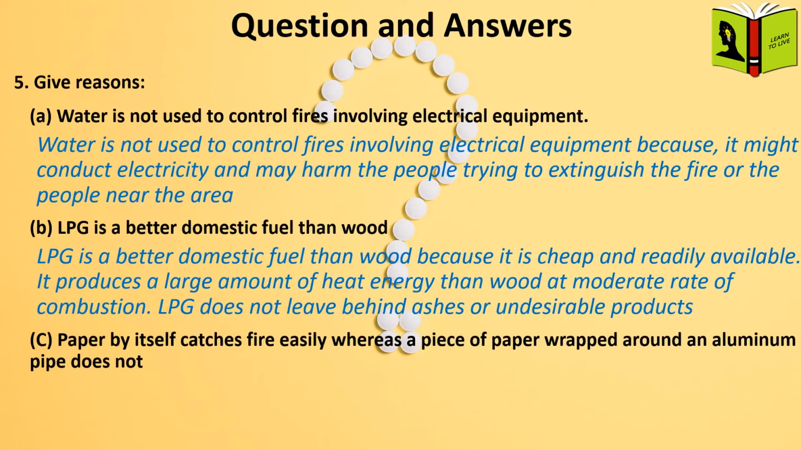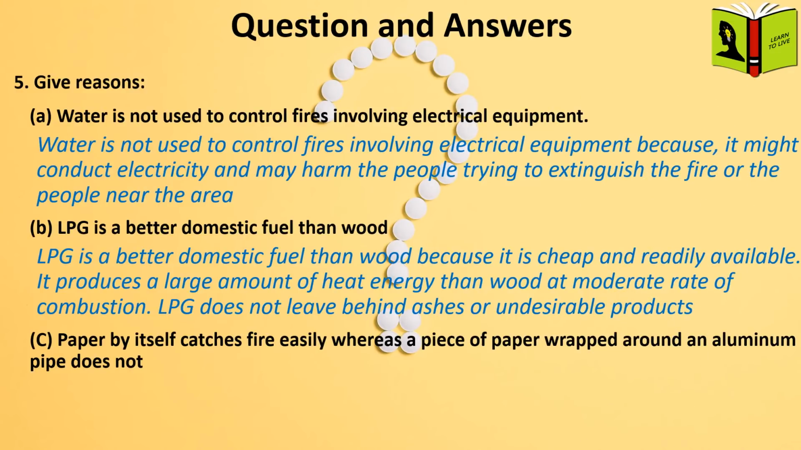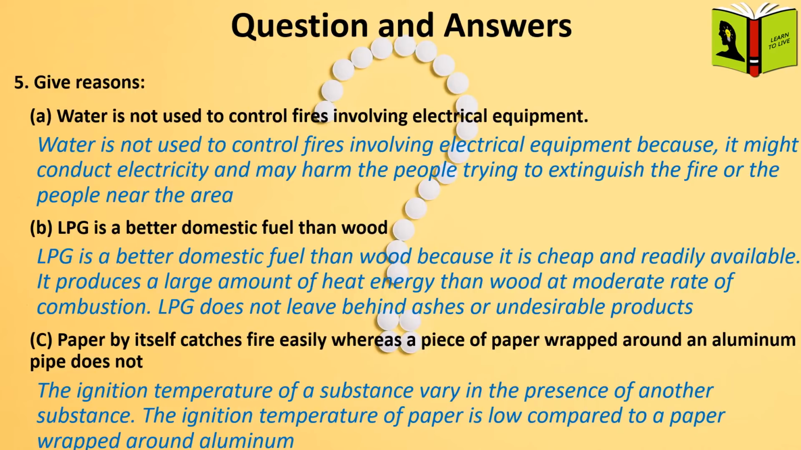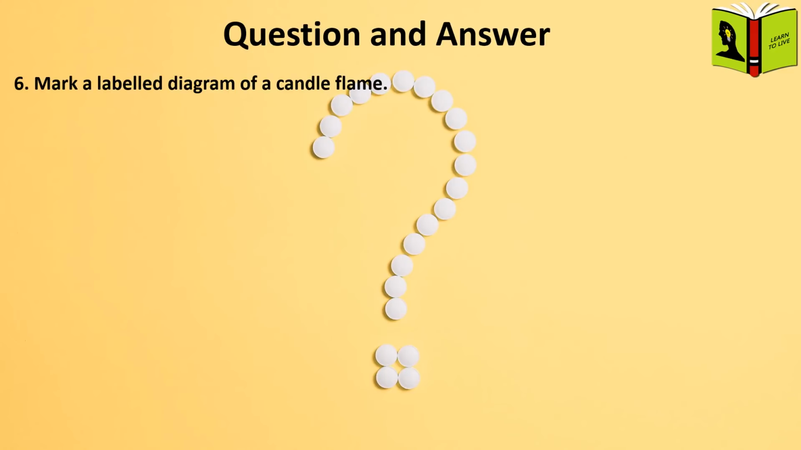C. Paper by itself catches fire easily, whereas a piece of paper wrapped around an aluminum pipe does not. The ignition temperature of a substance varies in the presence of another substance. The ignition temperature of paper is low compared to paper wrapped around aluminum. Question 6. Make a labeled diagram of a candle flame.